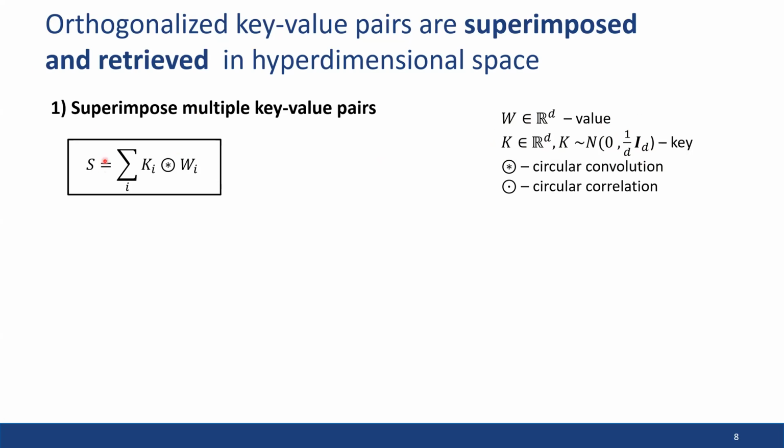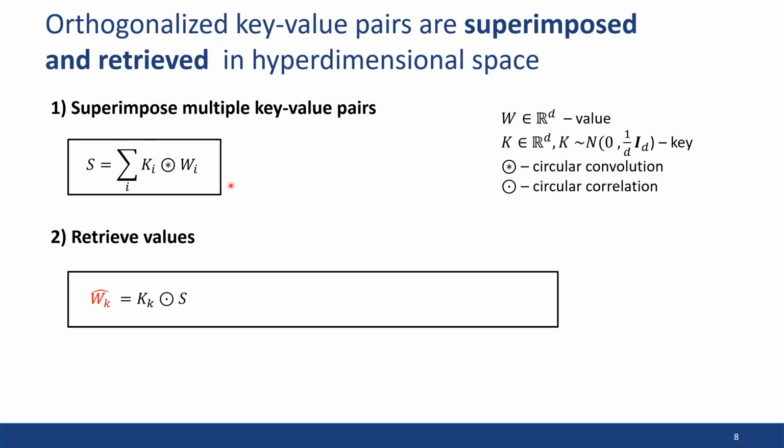Then we superimpose all of these key value pairs, and for estimating one of these value vectors, we can do the unbinding operation, which is approximate in this case, on this superposition. And in our case, the unbinding is simply circular correlation. So you might guess we are using here the holographic reduced representation.